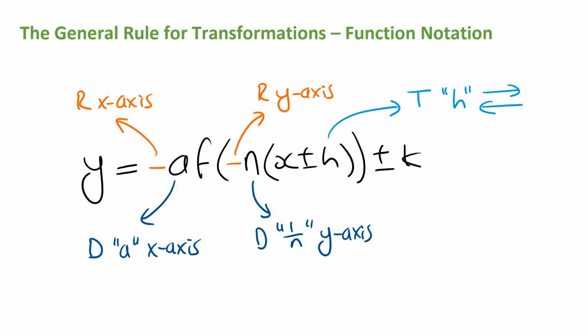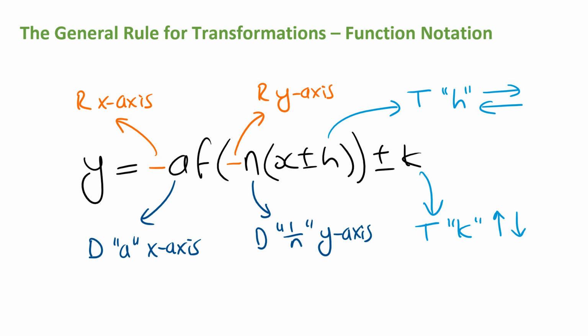And the value of k, which is outside the function, will translate or move the graph up or down. If the value of k is positive, then the graph is going to be translated up k units. And if the value of k is negative, then the graph is going to be translated down k units. And so these are all the combinations of transformations that can take place.